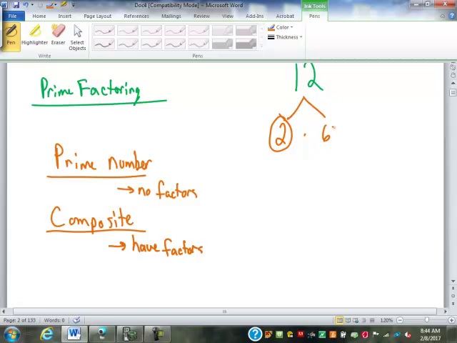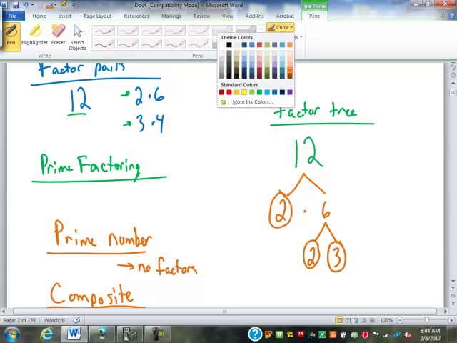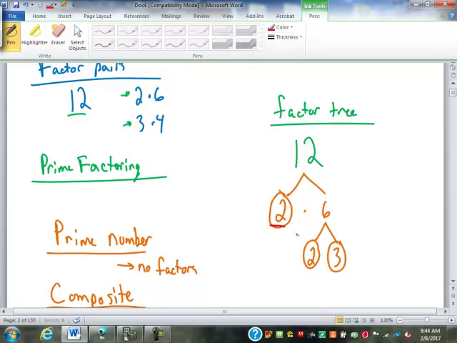Well, we're going to come back and finish that now. So we've split up the 12 here into 2 and 6. The 2 is prime, so I'm going to circle it. The 6 is composite, meaning it does have smaller factors. What's one of them? 2. And if I take 6 divided by 2, I'm left with 3. 3 is also prime. So I have broken the 12 up into prime factors. There are no smaller numbers that I can break that into. So 12 is 2 times 2 times 3. That's the prime factoring of 12.